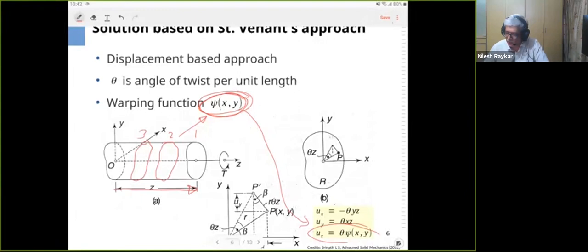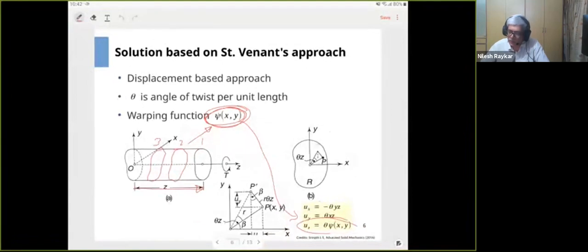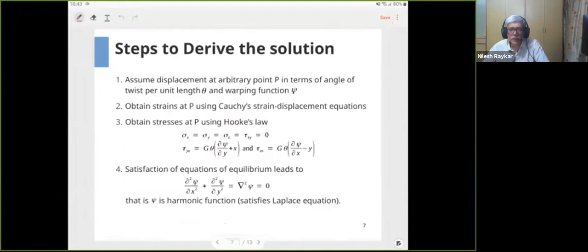And we have seen that this is based on a displacement approach. We start with the displacements, and from displacement we derive the strains, and from strain, using Hooke's law, you can find the stress values. Once you get the stress values, you use the equations of equilibrium that we studied earlier to get some insight into the problem. We know that the warping function satisfies the Laplace equation, that is, all warping functions are harmonic functions.